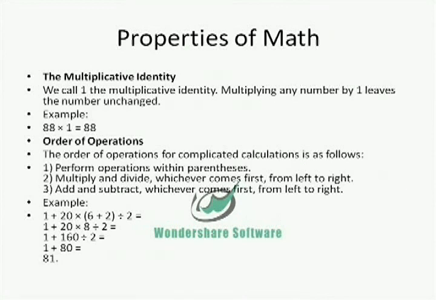The multiplicative identity is basically the number 1. In other words, if you multiply any number times 1, you're going to get that number. Okay, so 1 times 88 is going to give you 88.